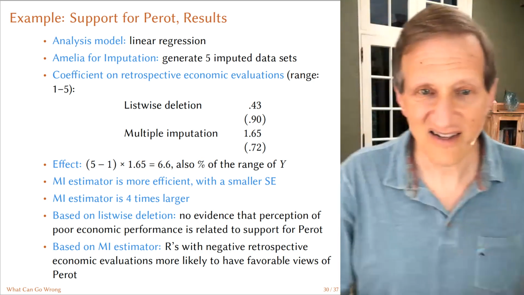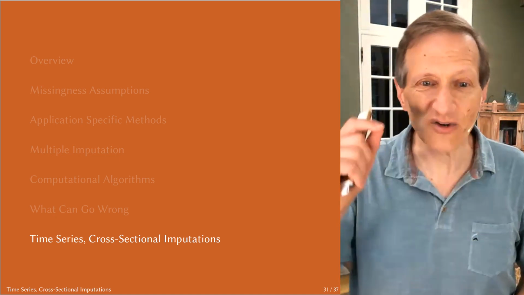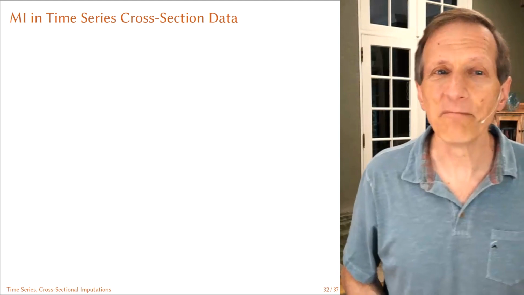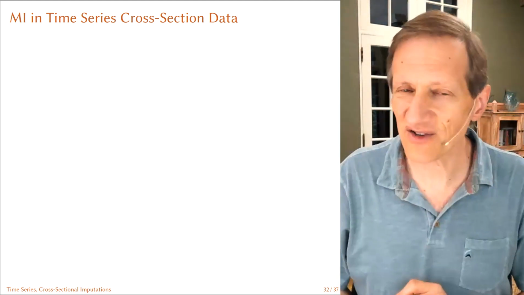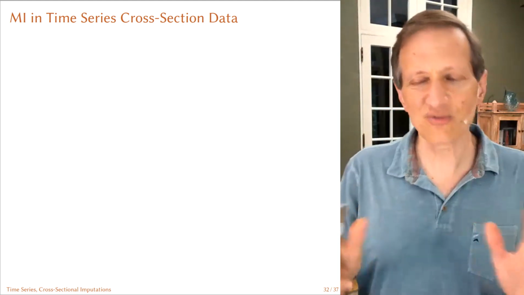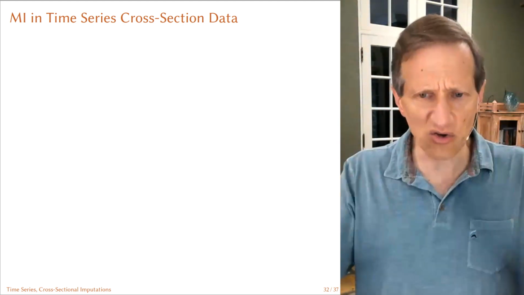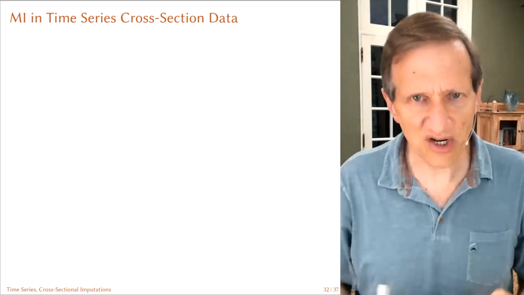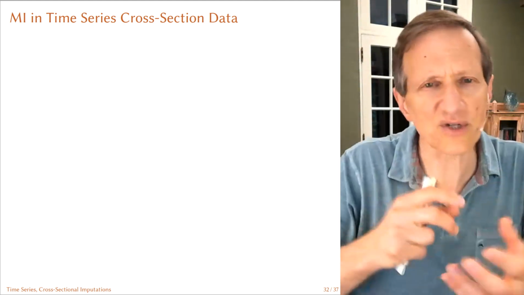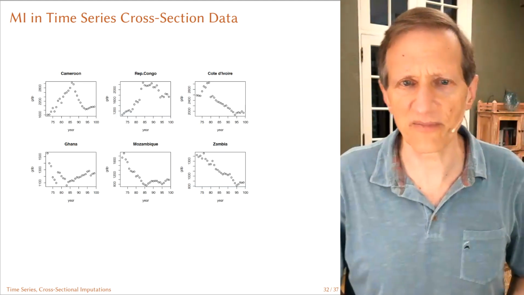So that's the example. Okay, one more topic for this set of slides, which is time series cross-sectional imputations. For multiple imputation in time series cross-sectional data, the key thing is everything that we've shown you so far assumes the data have a structure sort of like survey data, where every unit is exchangeable with every other unit after you take into account the explanatory variables. And there's no structure in the data. There's no time series. There's no known set of cross-sections other than the individual people.